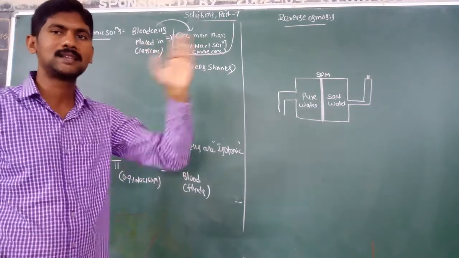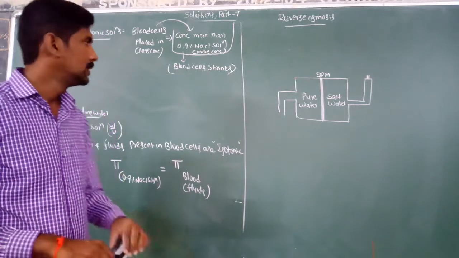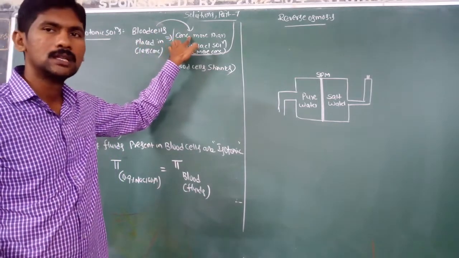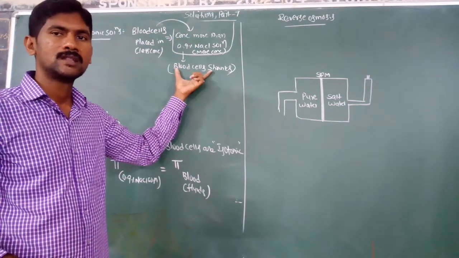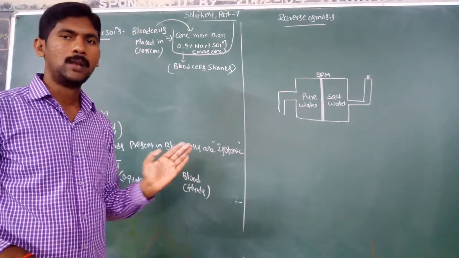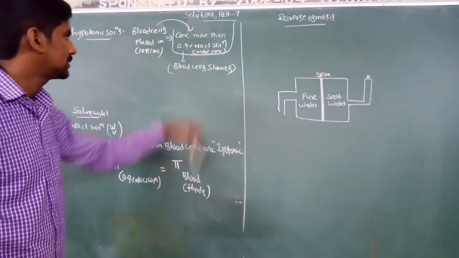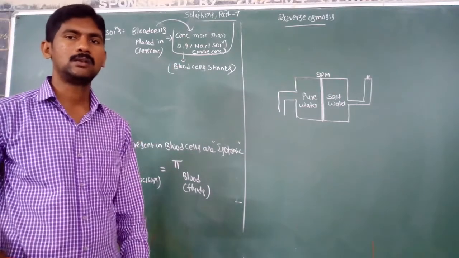Then osmosis occurs, which means that the solvent molecules flow from the blood cells into the solution. Then the blood cells shrink. Solvent molecules flow from blood cells to the sodium chloride solution, and the blood cells shrink. This condition is known as hypotonic solutions.